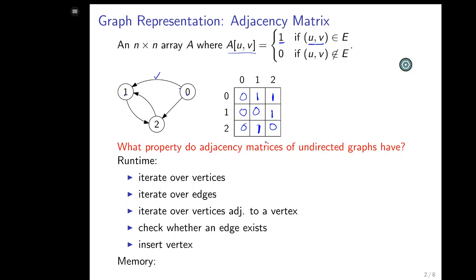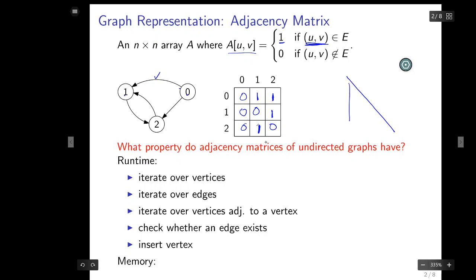Now, in an undirected graph, I have an edge that's undirected, like the edge UV. That means I can go from U to V or V to U. So I would have two entries in the matrix, one for VU, one for UV. Do you know what that is? Symmetric matrix, that's exactly right. So the graph that has this will be symmetric around the diagonal.